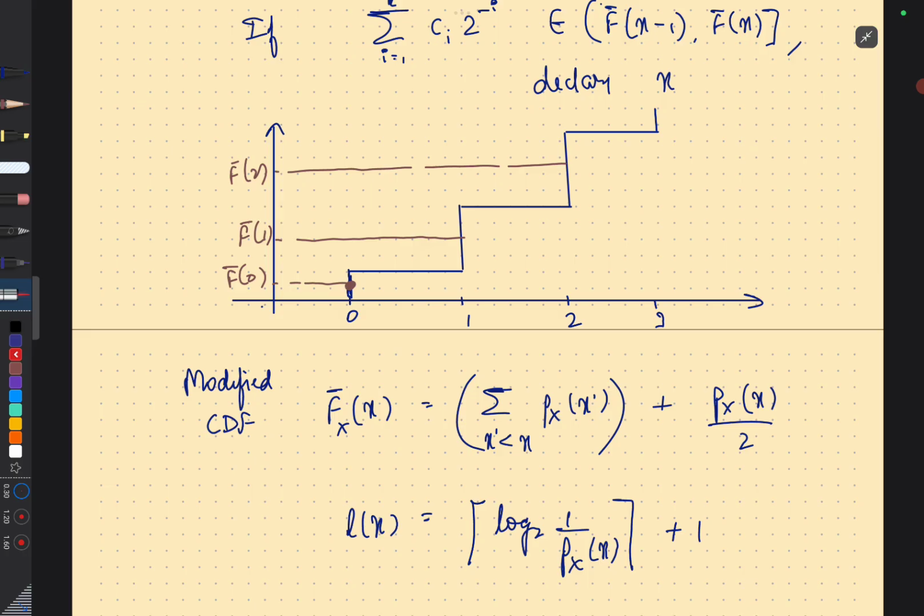But if I don't truncate too many bits, then obviously I can guarantee decodability. It's going to lie in this particular interval, but then the length of the code word would be long. So we want that balance between the length of the code word, and we also want to guarantee that the symbol can be decoded correctly. So what is the minimum number of bits that I need to truncate so that I ensure that the truncation lies in the corresponding interval? That's the objective. So that's the high level idea behind the Shannon-Fano-Elias coding scheme.